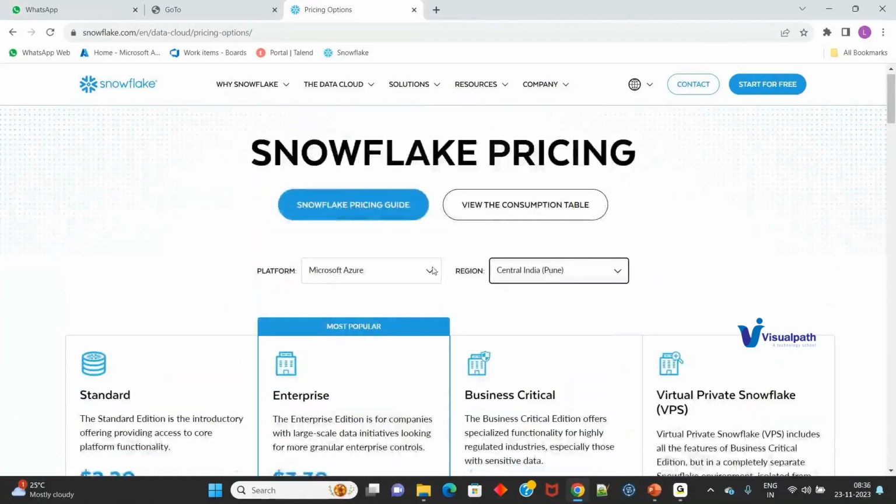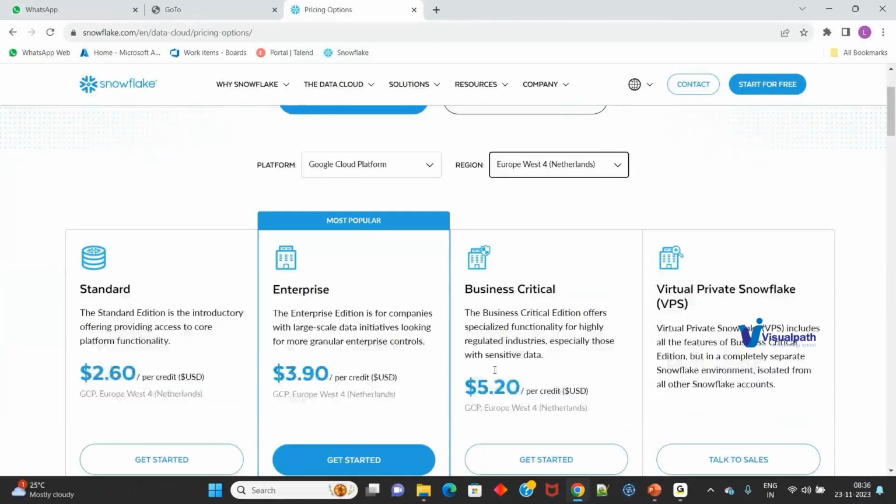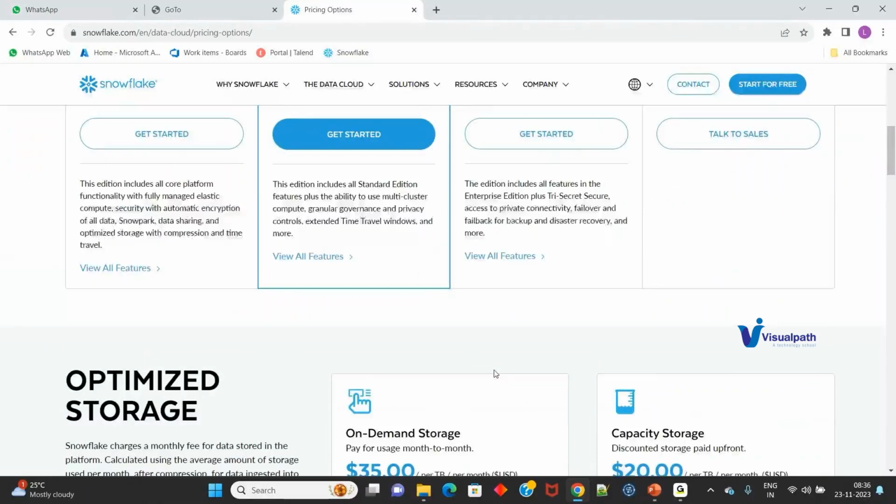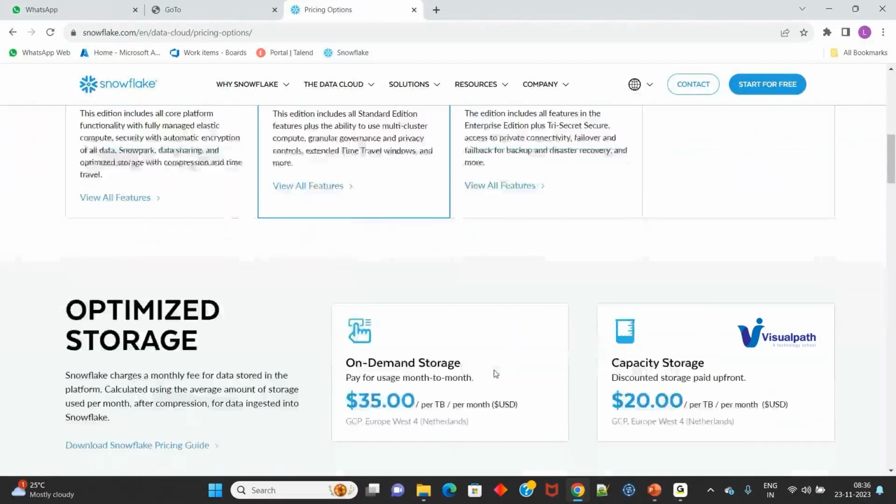Now Google Cloud Platform. Again here, very few regions are there. So you can see the difference again from region to region. So we can see the difference. The basic pricing, both for computation per credit and per TB per month, the storage cost and compute cost will be this one.